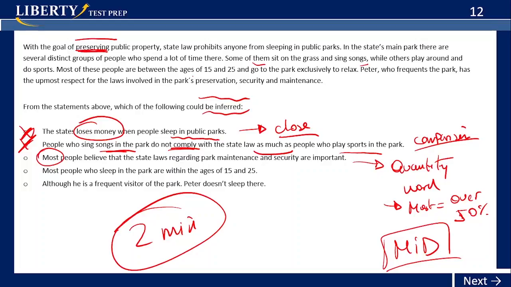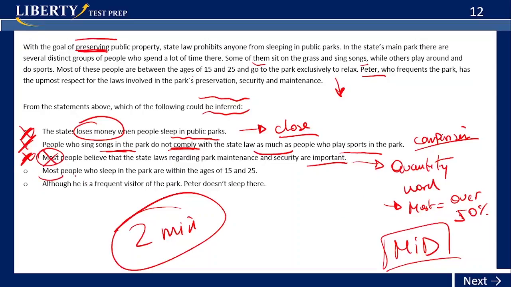Is it true? Are we sure that over 50% of people believe that? Have we been told that most people believe that it's important? We don't know. We know that Peter does, but Peter is only one person, right? We don't know if it's most people. So most is wrong.